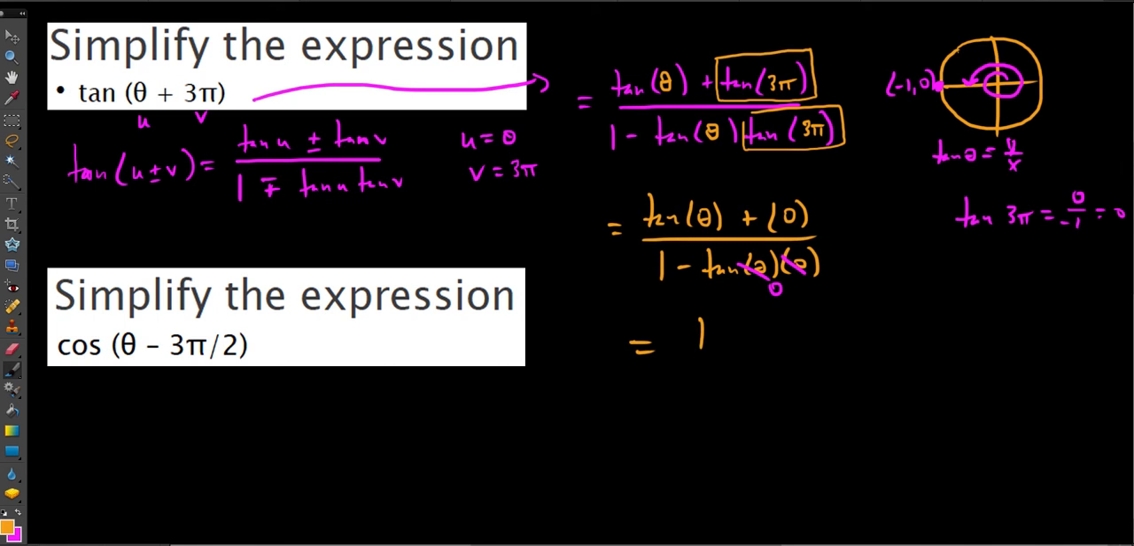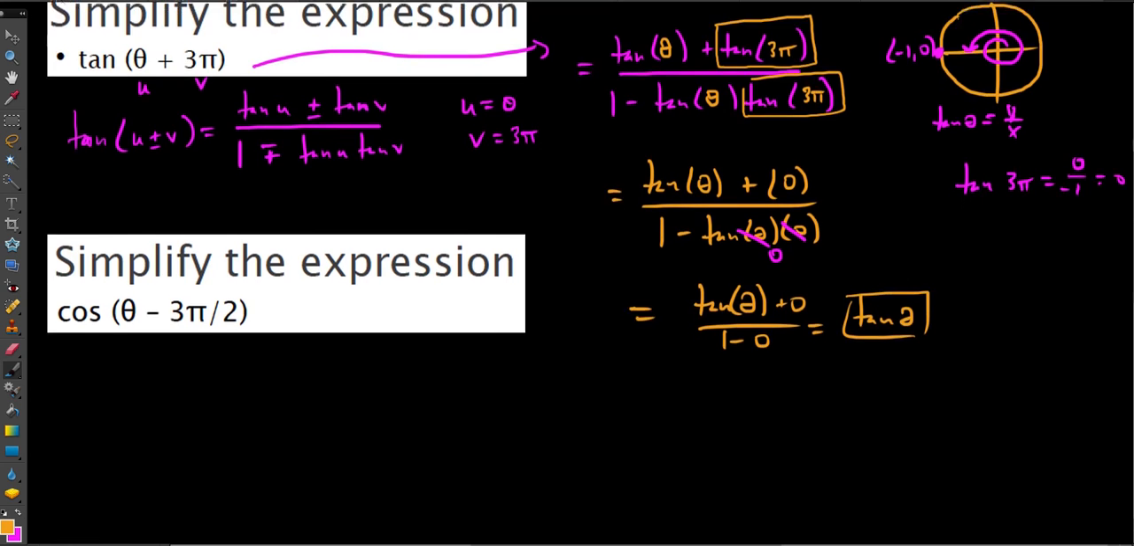So on top we get tangent of theta plus 0. And on bottom we get 1 minus 0, which leads us to this conclusion. We get tangent of theta over 1. So you can see that this tangent of theta would be the same as the tangent of 0 plus theta, but it's a little bit simpler way of saying it.